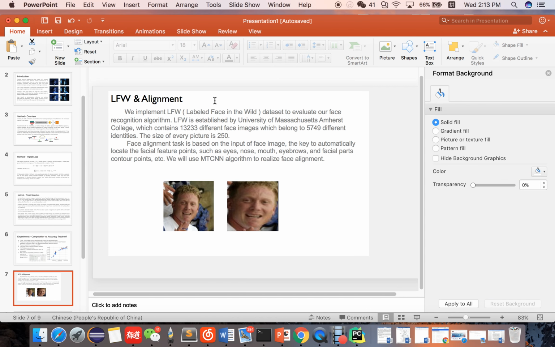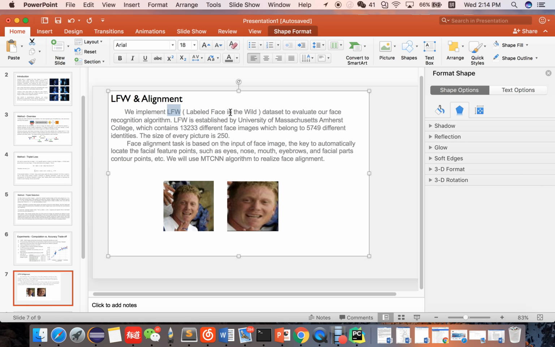To set up our environment, we use LFW, the Labeled Faces in the Wild data set, to evaluate our algorithm. LFW was established by the University of Massachusetts, and it consists of 13,000 different face images and 5,000 different identities, and the size of the data set satisfies our demand.